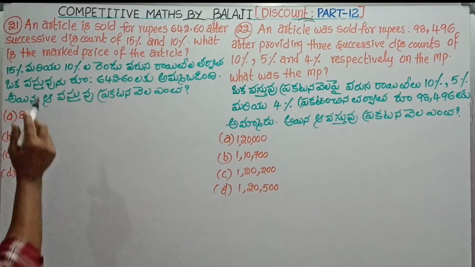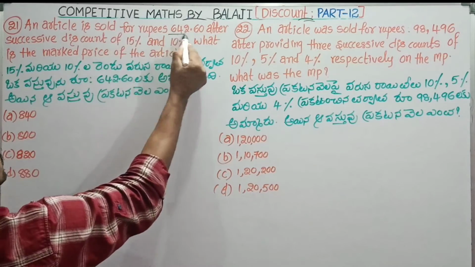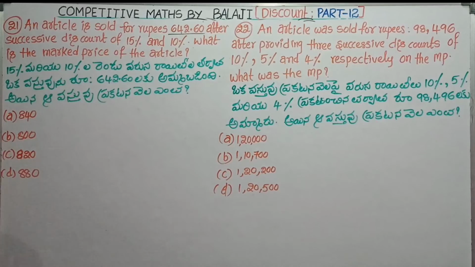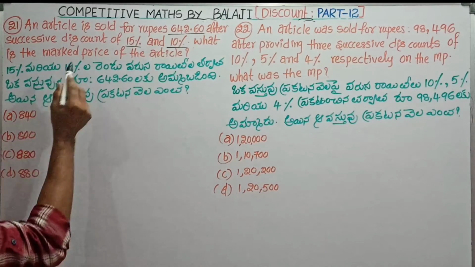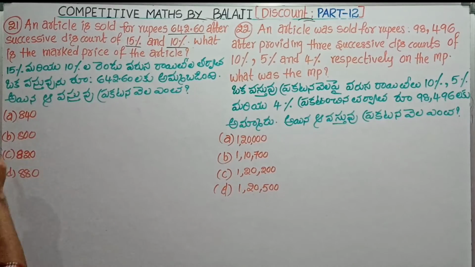Next model question, the 21st one. An article is sold for rupees 642.60 after successive discounts of 15% and 10%. What is the market price of the article?